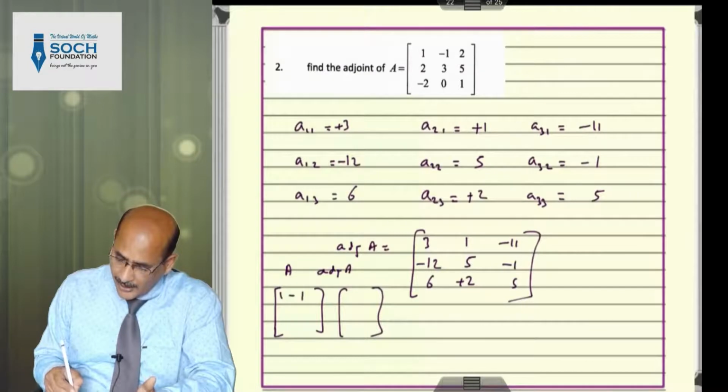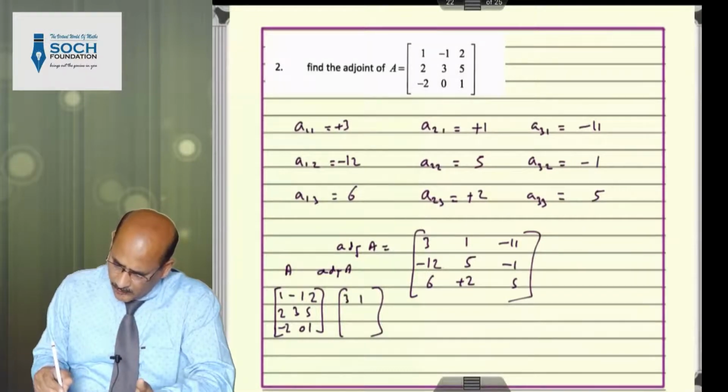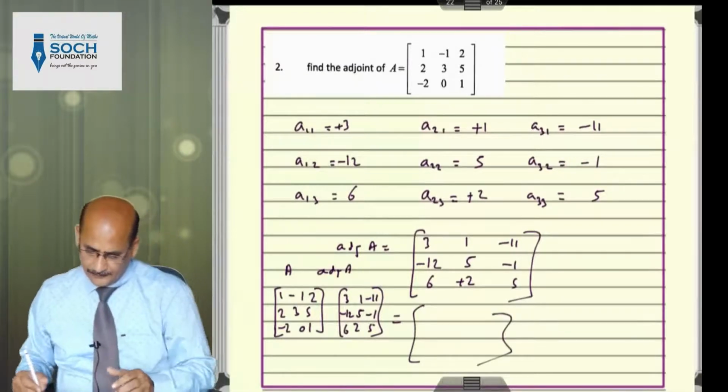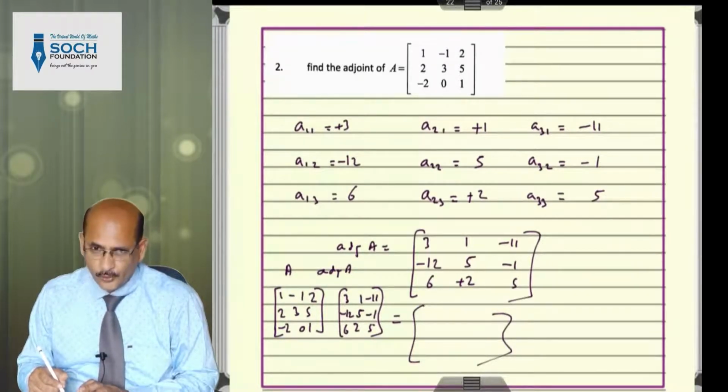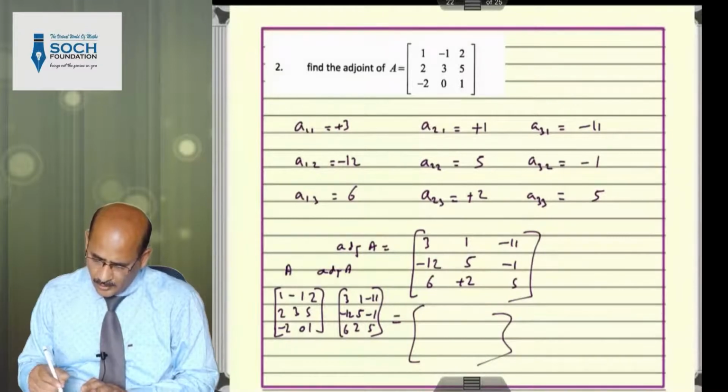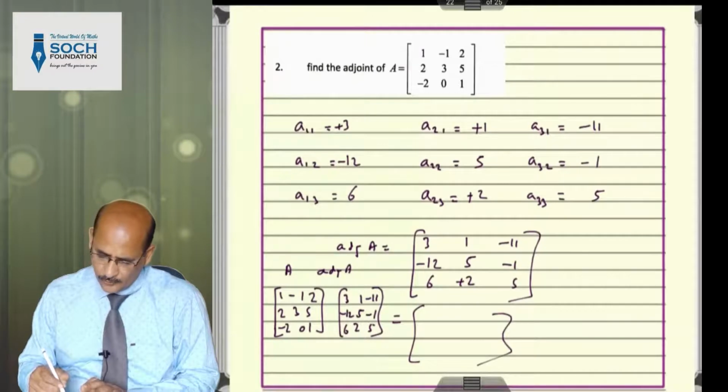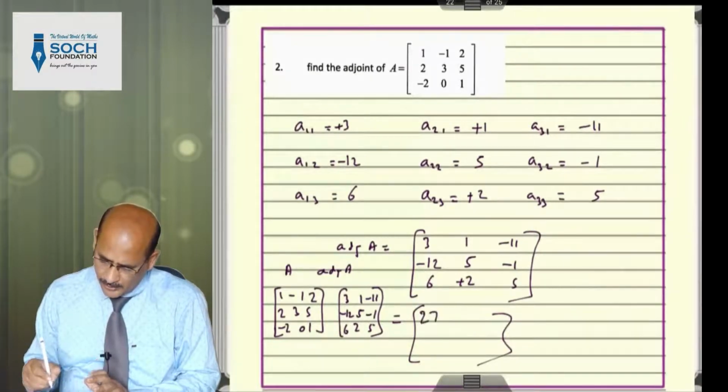So A is 1 minus 1 2, 2 3 5, minus 2 0 1, and adjoint A is 3 1 minus 11, minus 12 5 minus 1, and 6 2 5. Now look at this when I multiply. So it has become 3 plus 12 plus 12. How much does it come to? 12 plus 12 is 24, 24 plus 3 is 27.